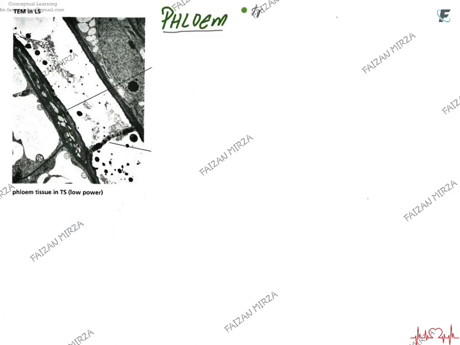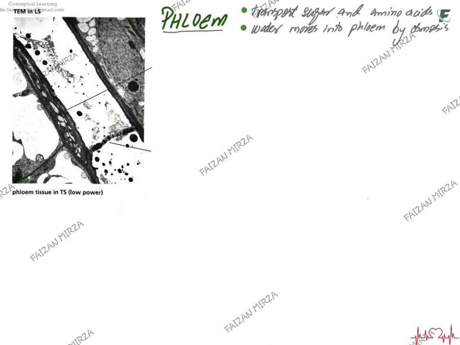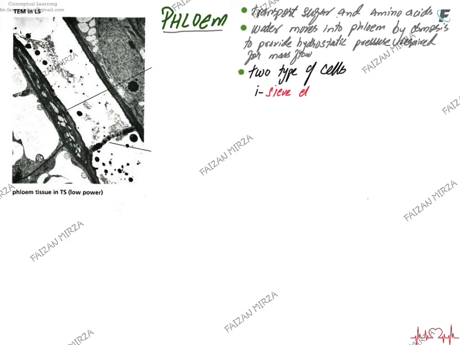Phloem. What is phloem doing? Phloem is used for transportation of sugar and amino acids. We know that, and they also end up moving water in phloem, because when the phloem is filled with sugar and amino acids, the water potential gets reduced and water starts to move into the phloem by osmosis. And the hydrostatic pressure which builds up provides a mass flow for the phloem sap to move.